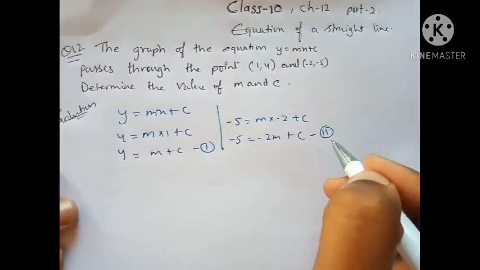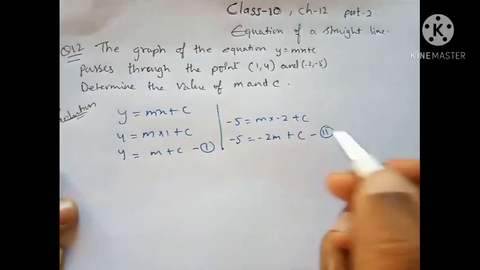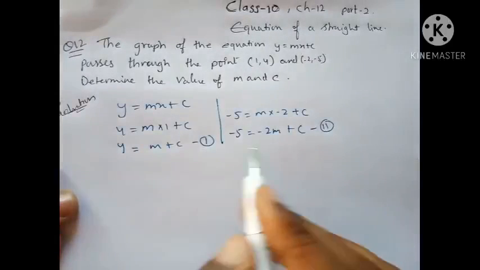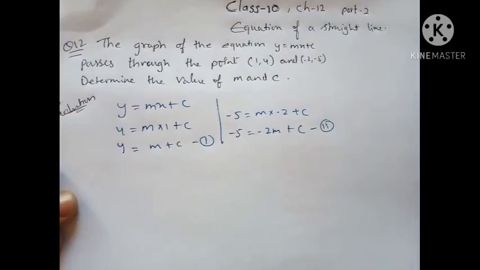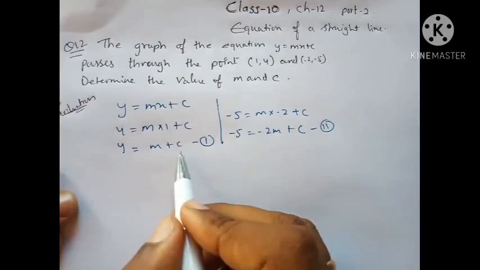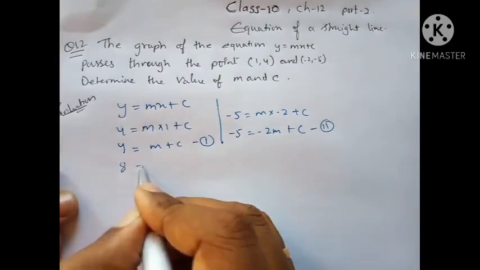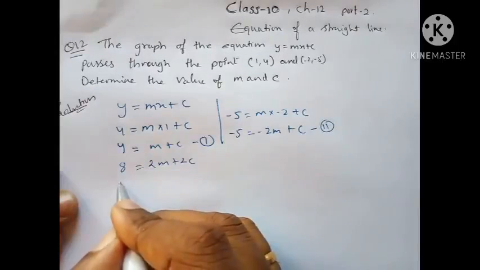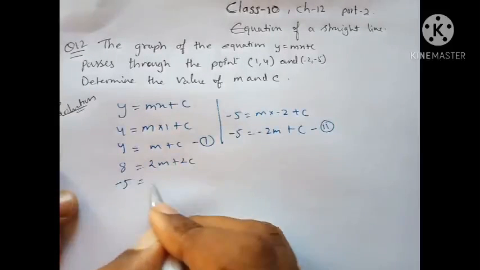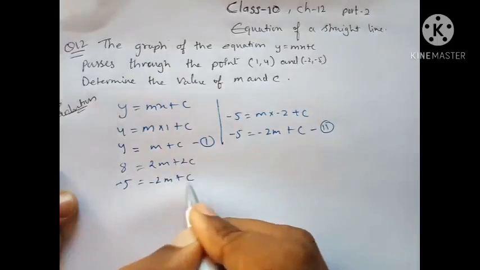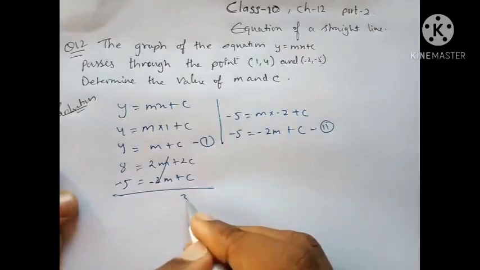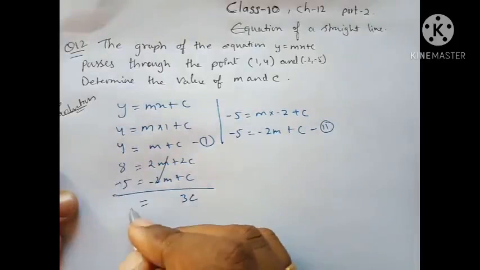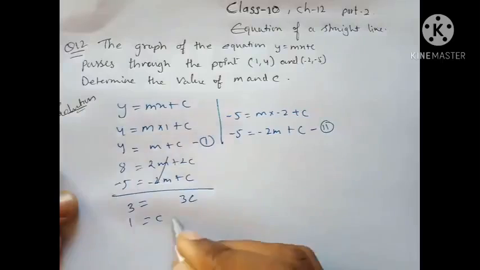Second part. I hope you guys are getting it. I have to find the value of m and c. I'm going to take both the equations, or maybe I can multiply this by 2. If I multiply this by 2, I'll get 8 equals 2m plus 2c. And then I can subtract the second equation, that is minus 5 equals minus 2m plus c. They will get cancelled out. This is going to become 3c equals 3, and c is going to become 1.